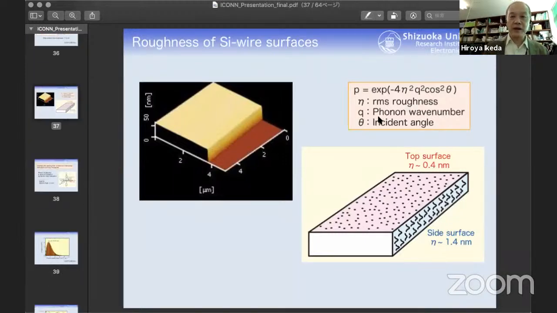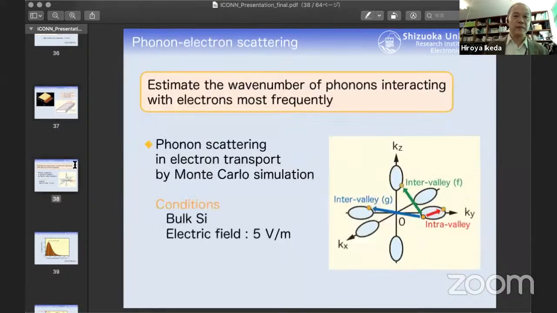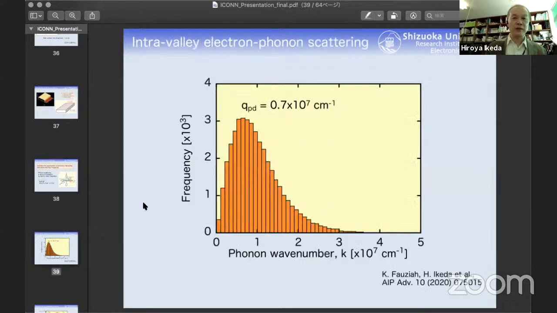Next, we check the phonon wave number by using a Monte Carlo simulation of the electron transport under an electric field of 5 volts per meter. In this case, we count the phonon scattering in the electron transport and make a histogram as a function of phonon wave number contributing to the electron-phonon scattering. From this result, phonons of about 0.7 times 10 to the 7th Kaiser mainly contribute to the electron-phonon scattering.